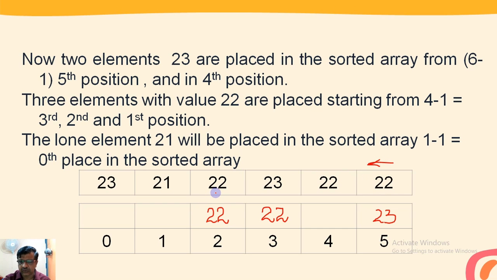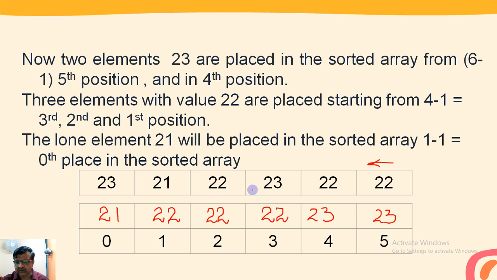And this 22 is placed in 2 minus 1, that is the first position. And this 21 is placed in 1 minus 1, that is, 1 was the cumulative frequency, 1 minus 1 is 0, and it is placed over here. And the remaining last 23 is placed over here. So now the sorted array appears. You may notice this 23 occurred later, and it is finding its place over here.